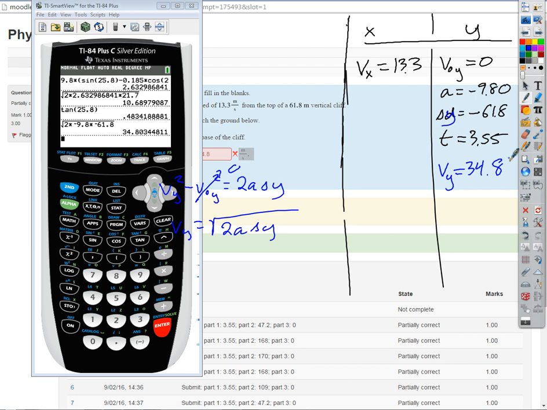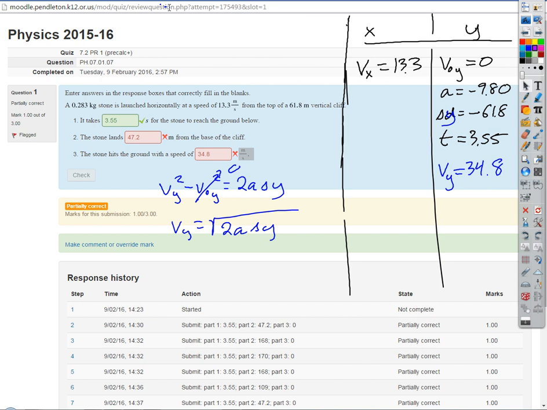Wait, why isn't it just 34.8? Because that's only the vertical component. But I thought that's what we're trying to find, the speed when it hits the ground. No, the stone hits the ground going down with the speed of what? There are going to be contributions to the speed from the vertical component and the horizontal component, right?